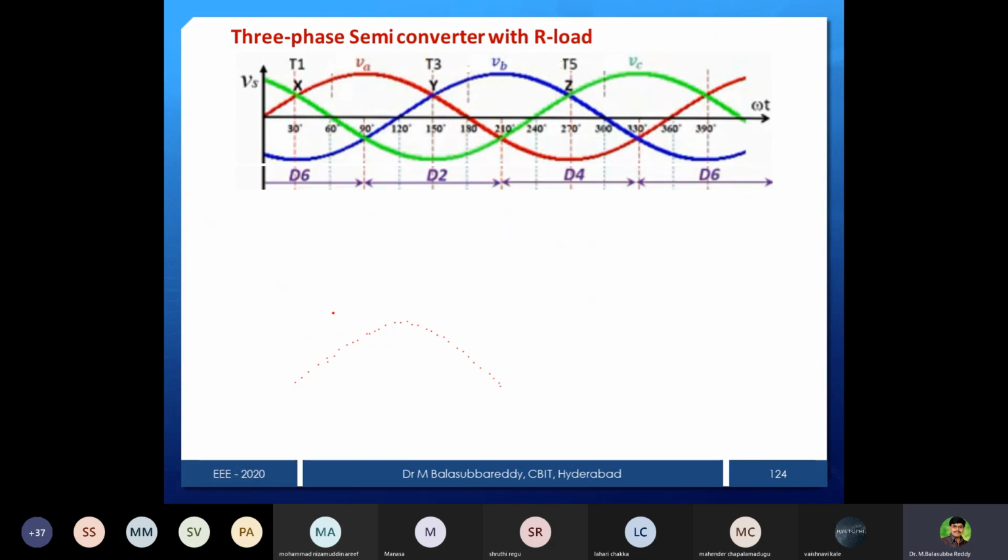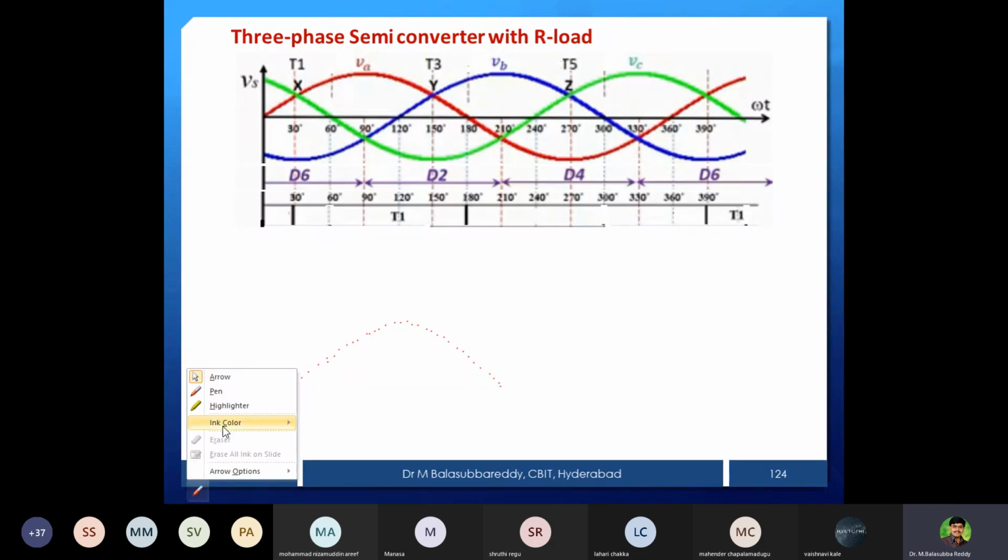Now I will show that. So now I identify the crossovers. Then I provided the diode durations also. Then you can see the firing pulses for alpha is equal to 0 degrees. So here alpha 0 means where I have to provide. This is the starting point. So this is the starting point.